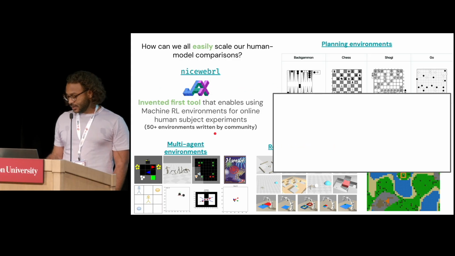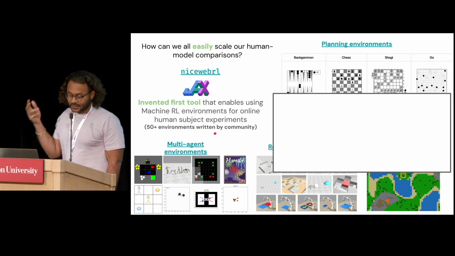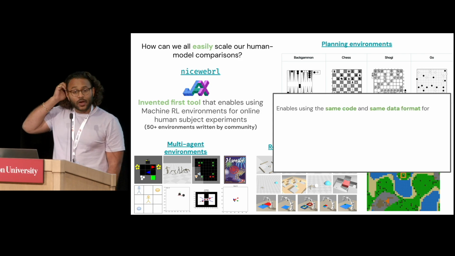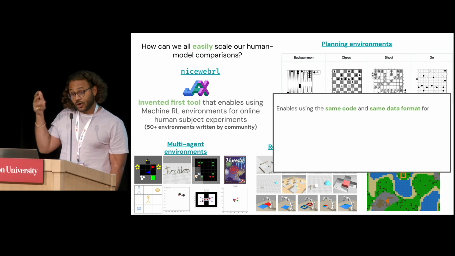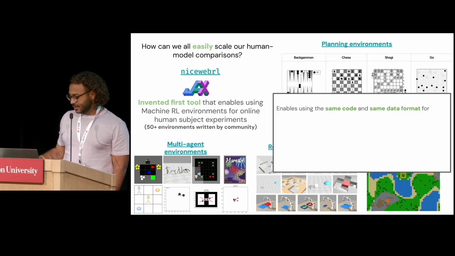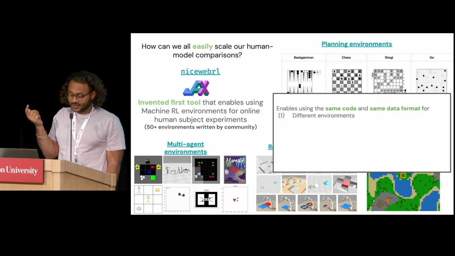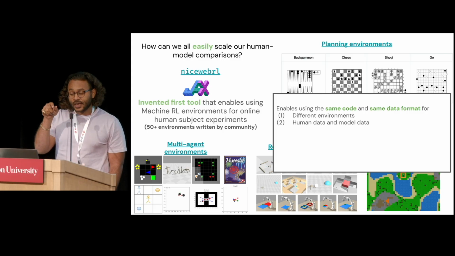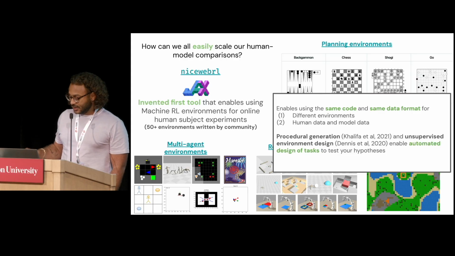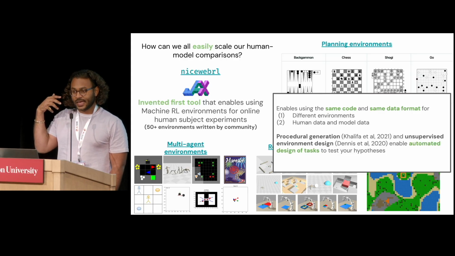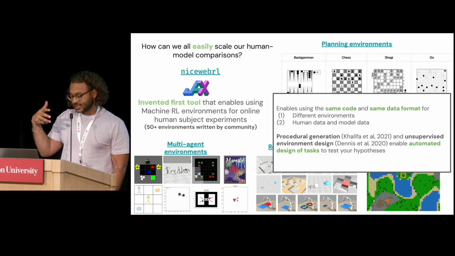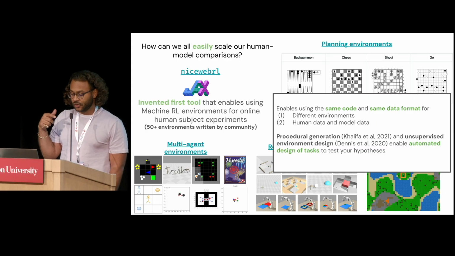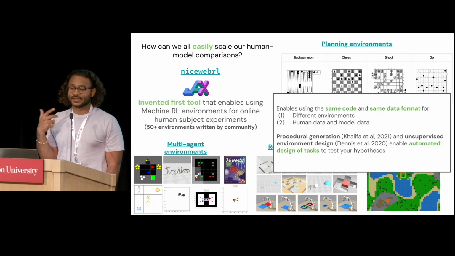Now, one thing that's nice about this kind of tool is that now we can use the same code and the same data format for different environments, for both human data and model data, and with modern technologies like procedural generation or unsupervised environment design, this allows for automated design of tasks that test our hypotheses.